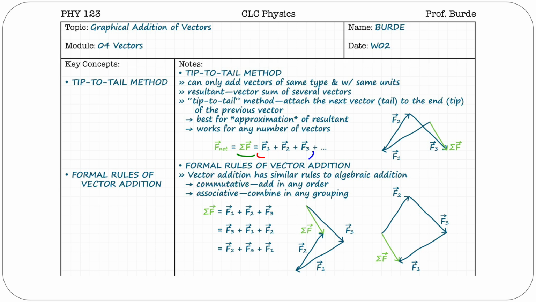There's also an associative property, which means we can combine these vectors in any grouping. So we could add the first 2 vectors together and find a resultant of those first 2 vectors, and then we could take that resultant plus the next vector to give us the overall vector. We're going to make use of this associative property later on when we get to vector components.